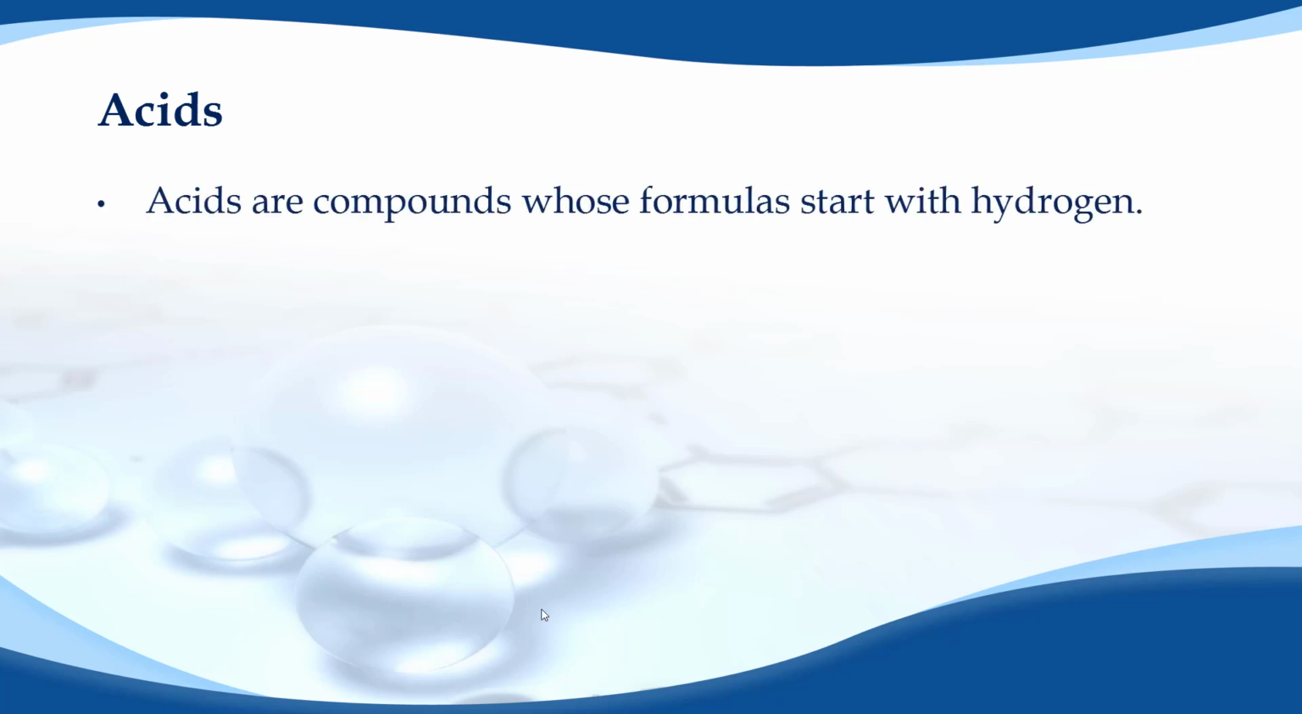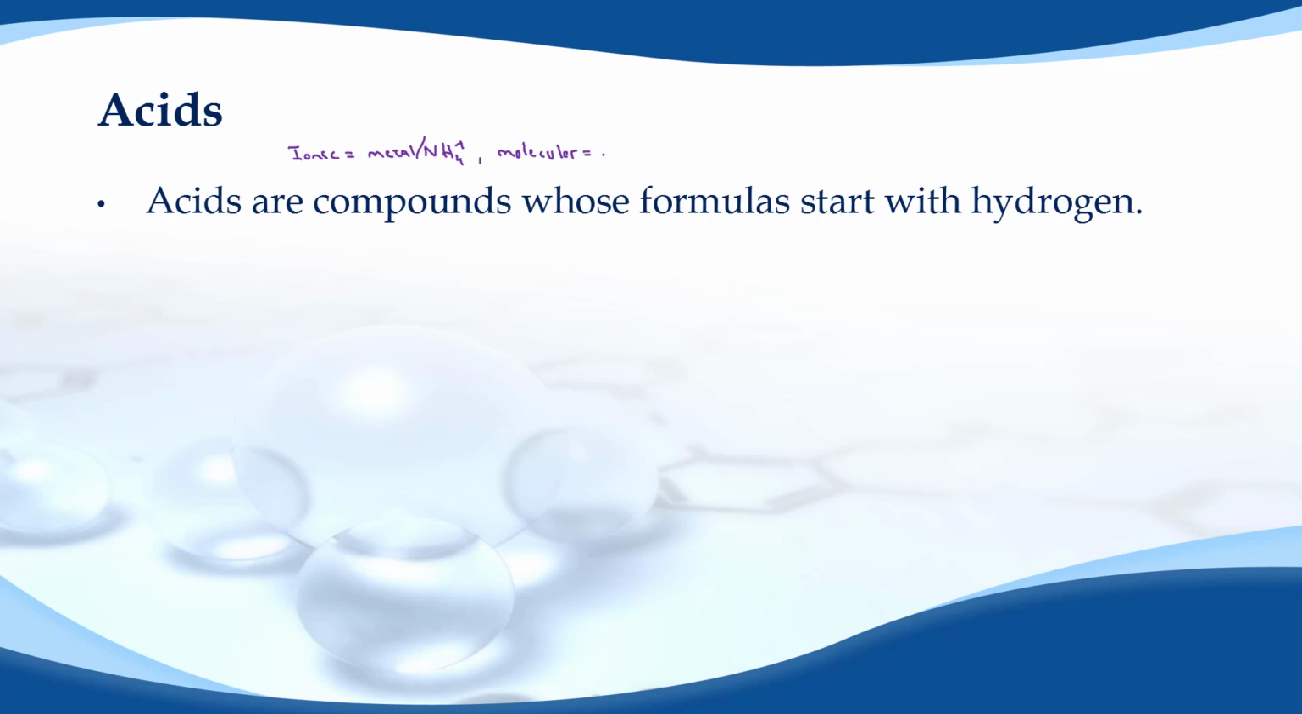So we said before that ionic compounds are metal and nonmetal, or metal and polyatomic group. Molecular compounds are entirely nonmetal. Acids are kind of the midpoint, right? So acids are compounds whose formulas start with hydrogen. Usually you're going to have hydrogen as your positive ion and some negative ion attached to it. Again, it could be a single atom ion like chloride. It could be a multi-atom ion like chlorate.